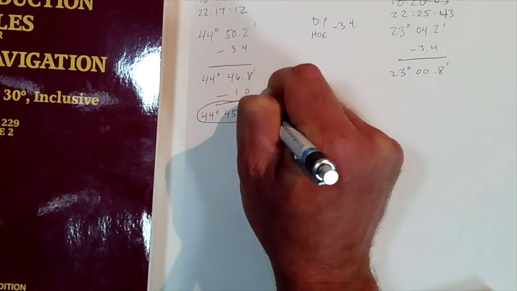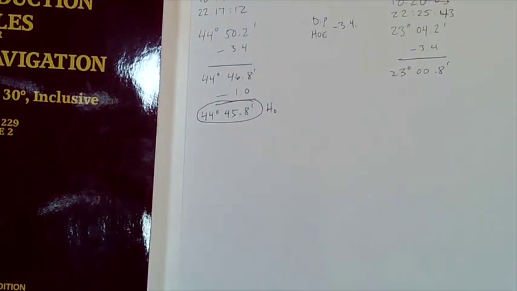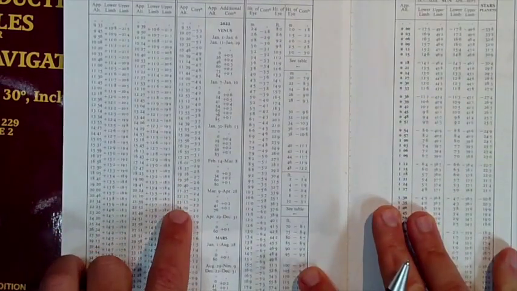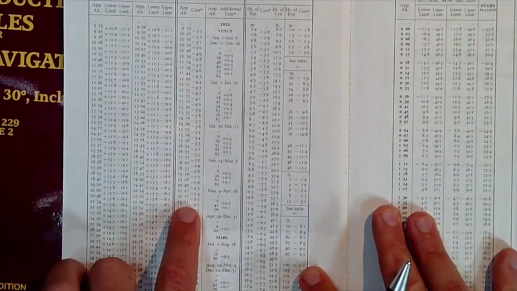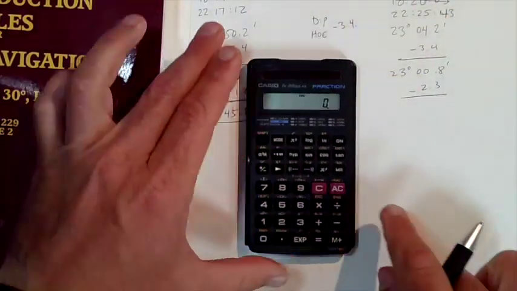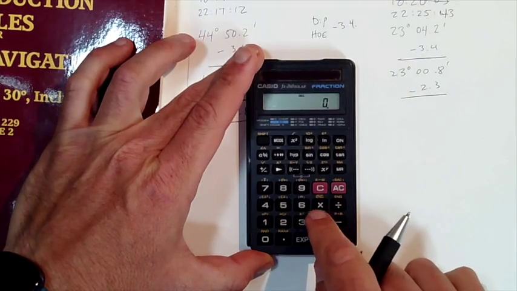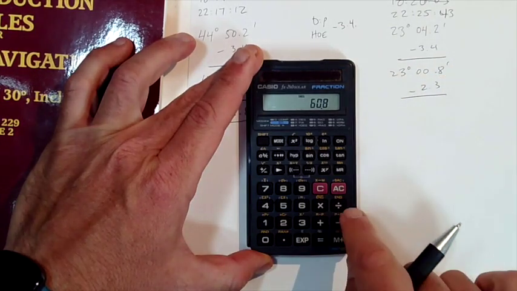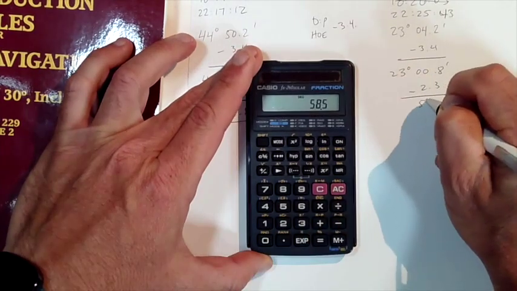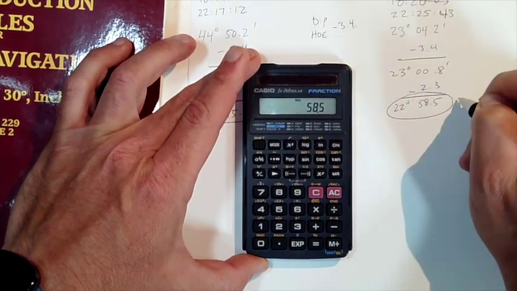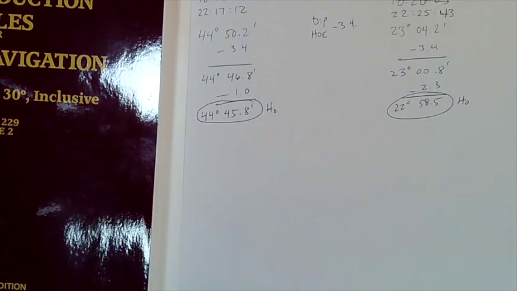That's our Ho, our height observed. So I'm going to do the same thing for Polaris. The apparent altitude was 23 degrees 00.8. So for 23 degrees 00.8, I see it's a -2.3 correction. These are always challenging when you go below 60 there. So 60.8 minus 2.3 gets me to 58.5, 22 degrees. So I made that change there. So that's my Ho for Polaris, height observed.